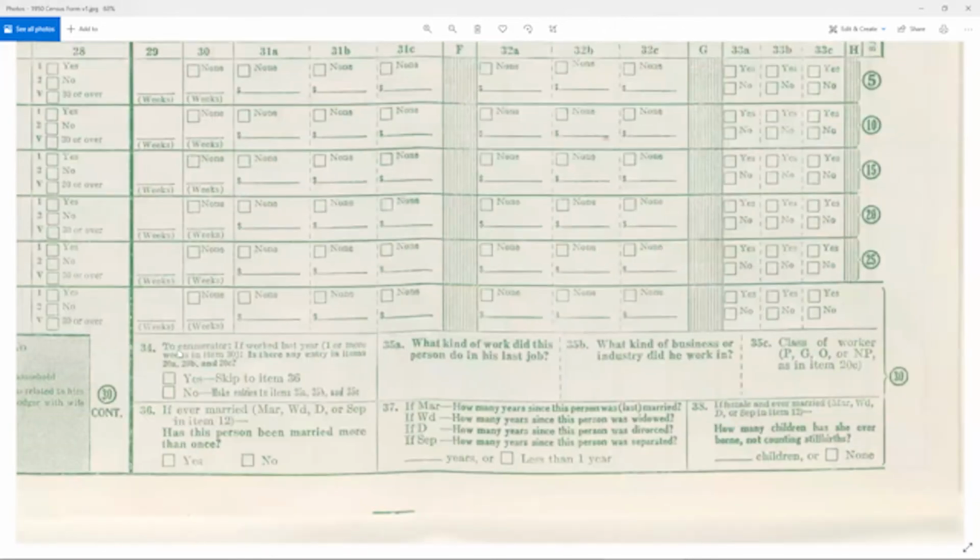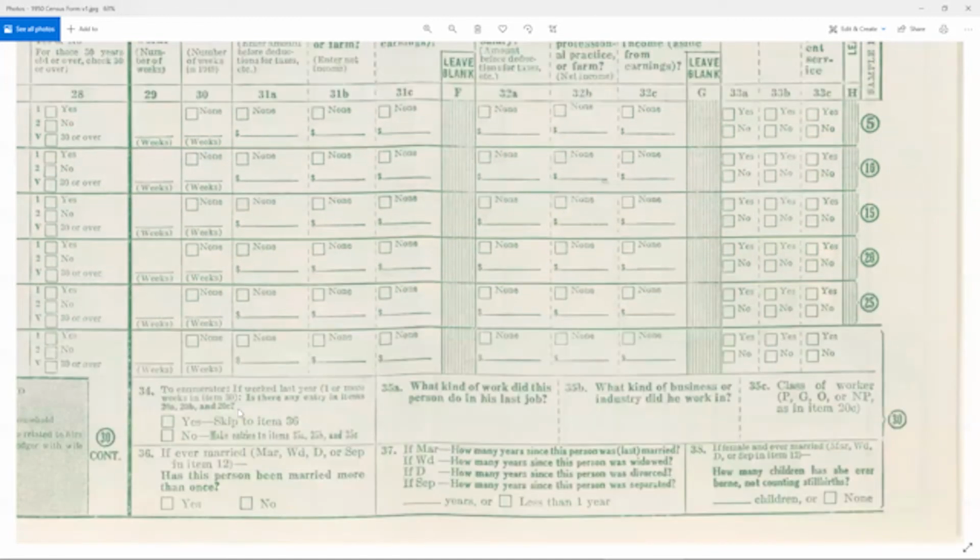So we have, if worked last year, 1 or more weeks in item 30, which is this one right here. Is there any entry in items 20A, B, or C? So those are the ones at the top that everybody answered. And if it's yes, they skip down to this question 36 here. If no, they are to make entries in the questions 35A, B, and C.